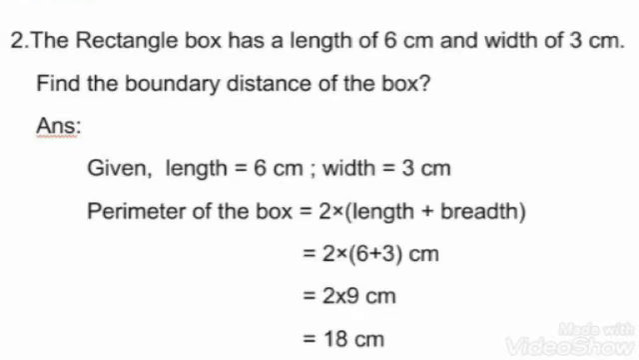Next one. The rectangle box has a length of 6 centimeter and a width of 3 centimeter. Find the boundary distance of the box. Boundary means perimeter. Length is equal to 6 centimeter, width is equal to 3 centimeter. So what is the formula of the perimeter of rectangle? 2 into length plus breadth, which is 2 into 6 plus 3, which is 2 into 9, equal to 18 centimeter. So that is the perimeter of the rectangle box.